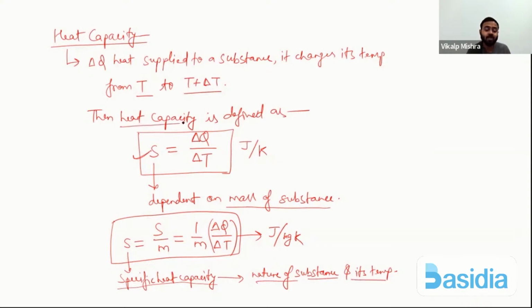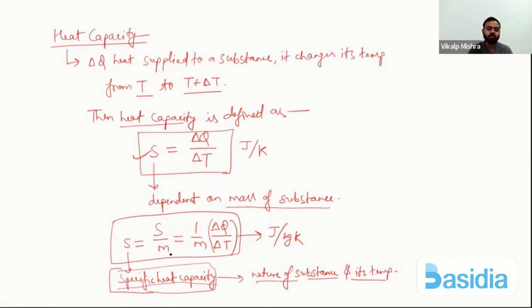But heat capacity was dependent on its mass also. That's why we changed the formula and got a different, separate quantity called specific heat capacity. So specific heat capacity is dependent only on the nature of substance and its temperature. For aluminum it will be different, for copper it will be different. I hope you understood.